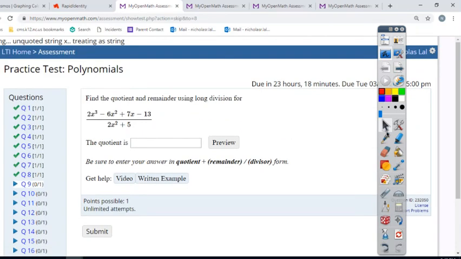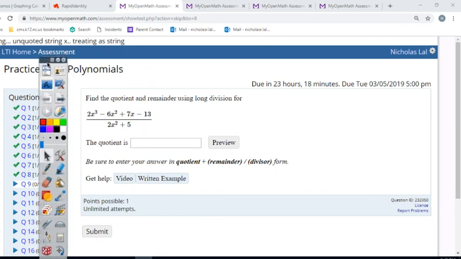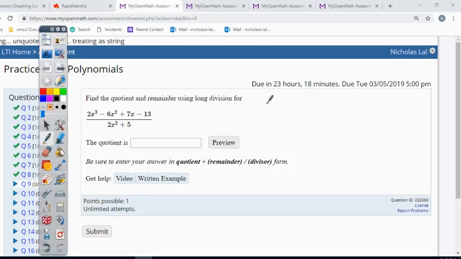Question 9. We need to evaluate this using polynomial long division: 2x cubed minus 6x squared plus 7x minus 13, and we're dividing by 2x squared plus 5.